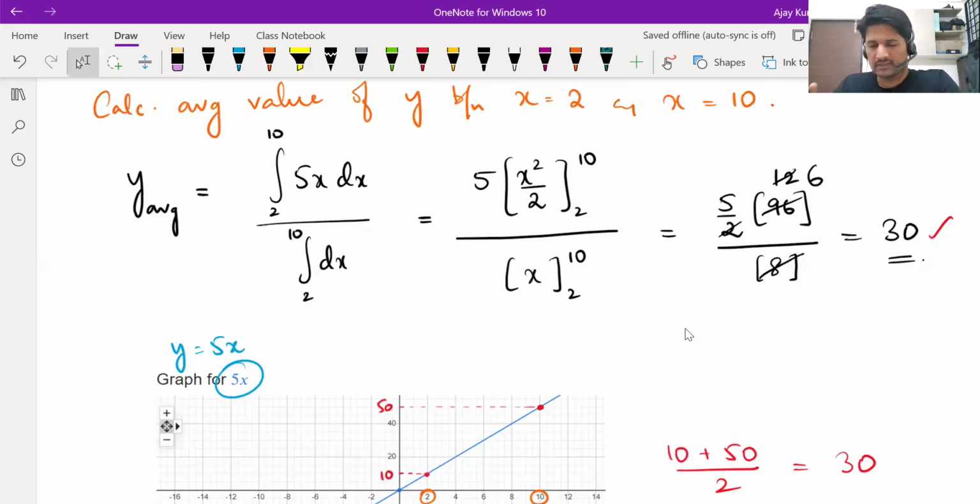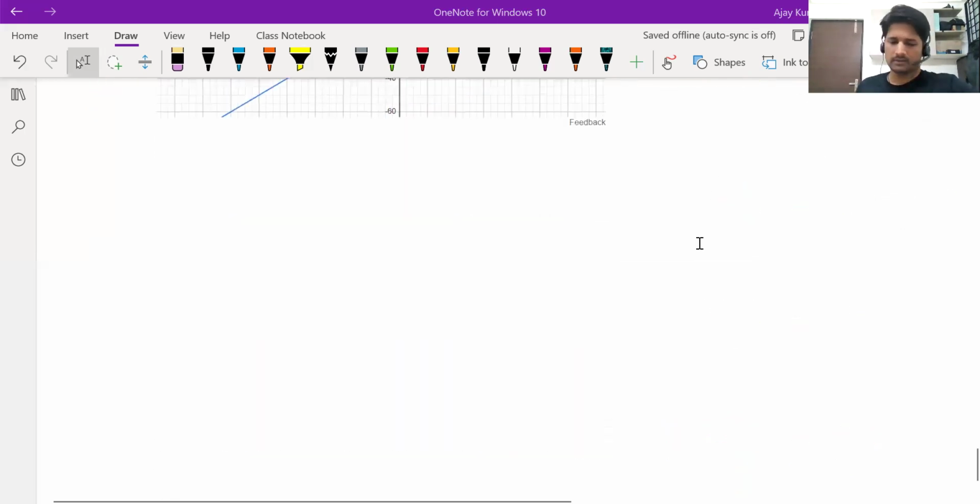So is the idea clear how to find out average of a function? Yes, sir. Okay. Just integrate the function in whichever interval you want the average and divide it by that interval itself. Isha, is this clear? Yes, sir. Okay. Now let us take a slightly complicated function.